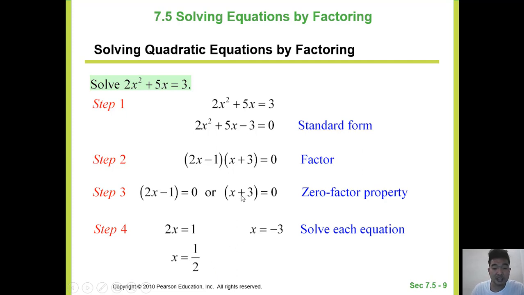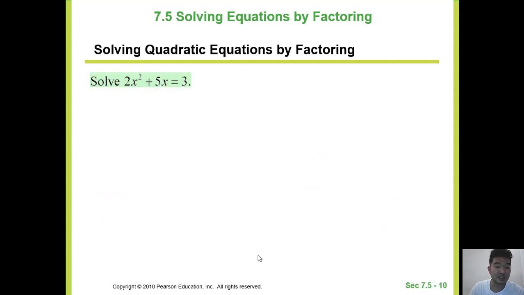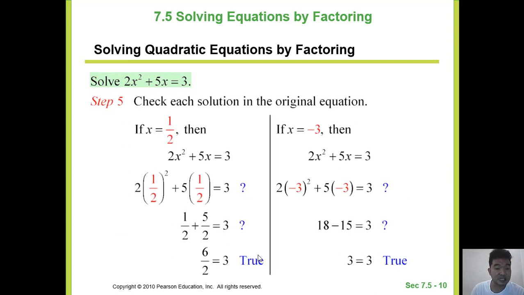Here, you will have x plus 3 equals 0. Then add -3 to both sides of the equation for you to arrive at x equals -3. Meaning the solutions of this quadratic equation are 1/2 and -3. We move on to the last step, which is checking each solution in the original equation. Meaning we substitute the values that we got into the original equation.